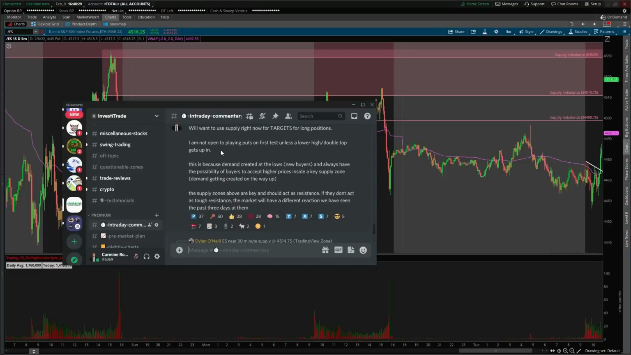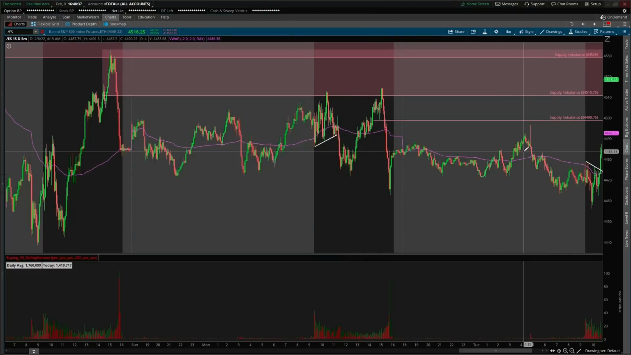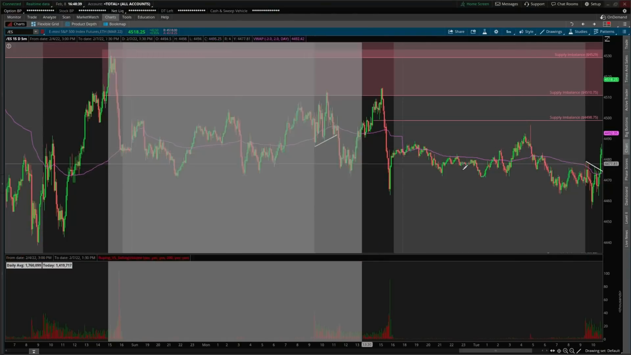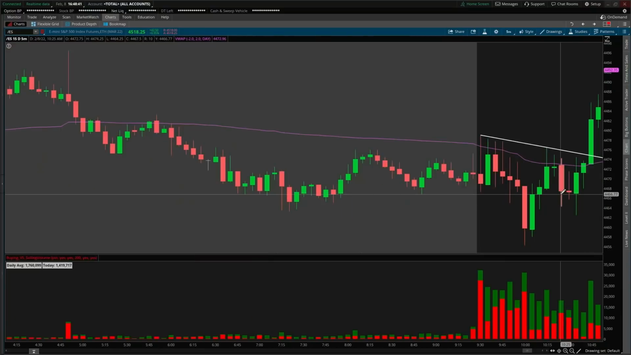I'm not open to playing puts on the first test, unless a lower high gets put in. That's because new demand was being created at the lows. When we have new demand, that means there is new buying in the market. There's new buyers being factored in. And then when we get the aggressive side, that buyers are more aggressive than sellers, we're going to move up. And then that balance or consolidation is going to validate demand.